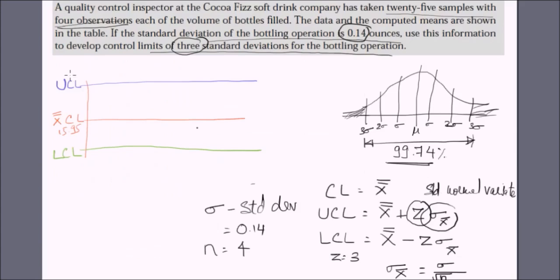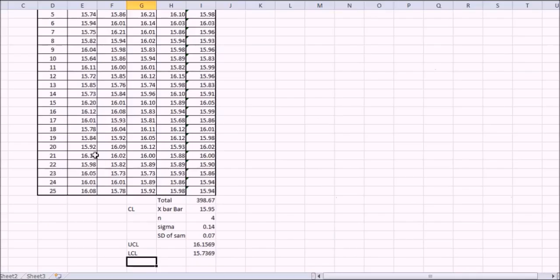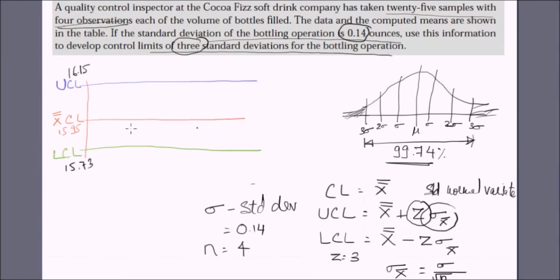This is 16.15 and this is 15.73. Yeah, 16. Of course, we are just rounding it off to the 2 values, and now we are ready. This is our control chart.